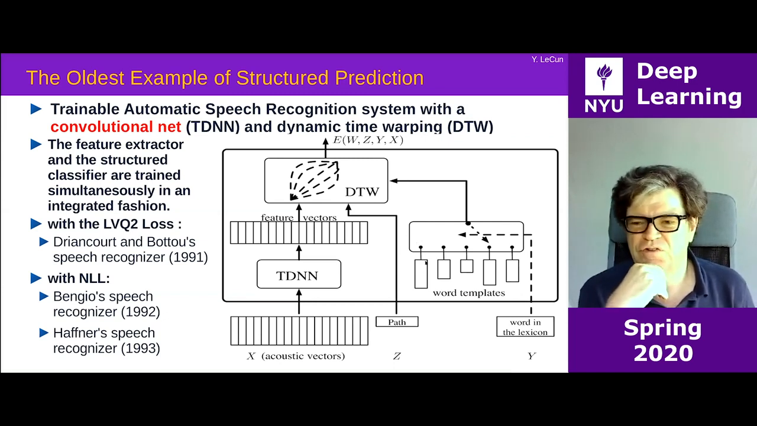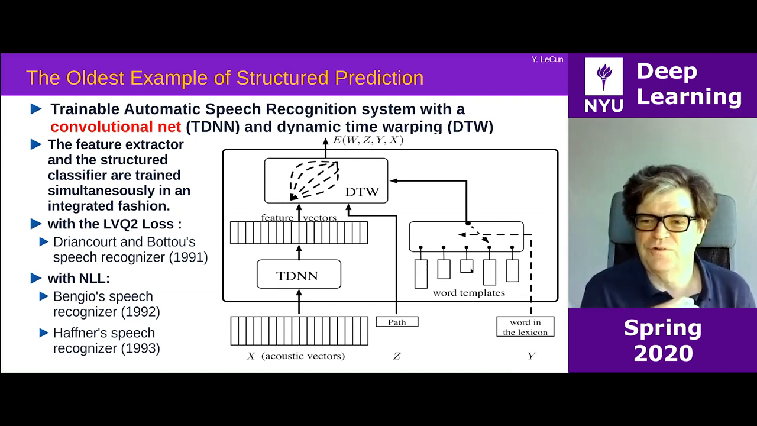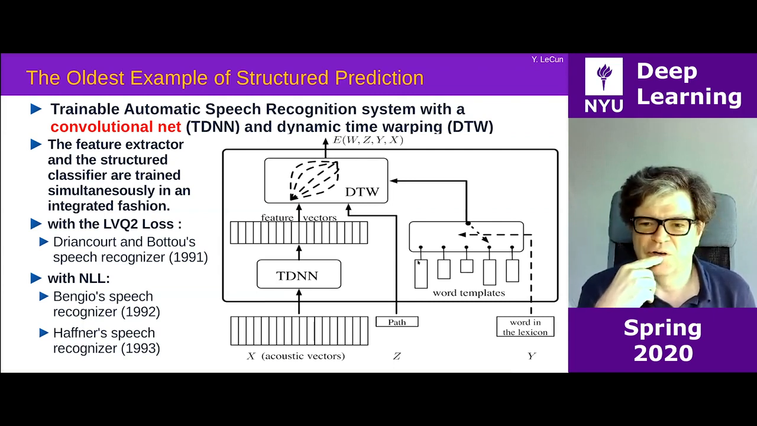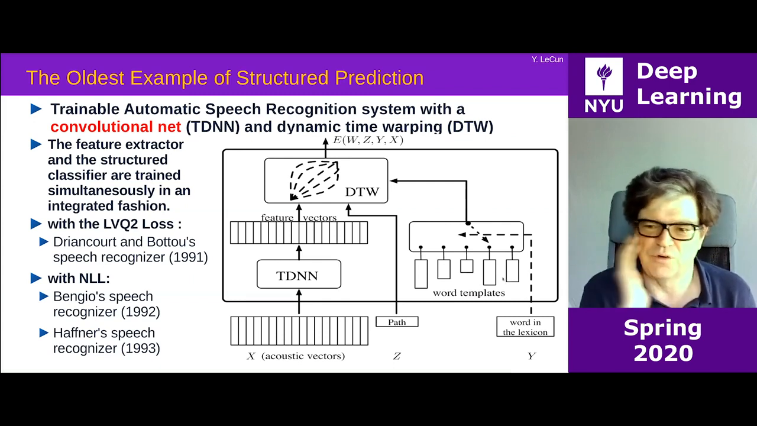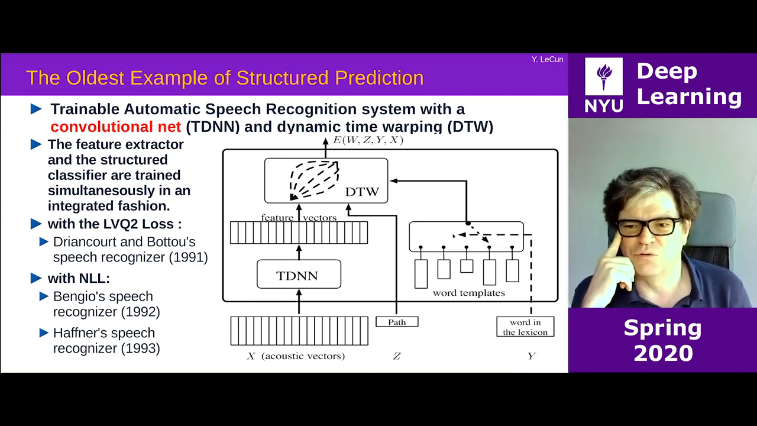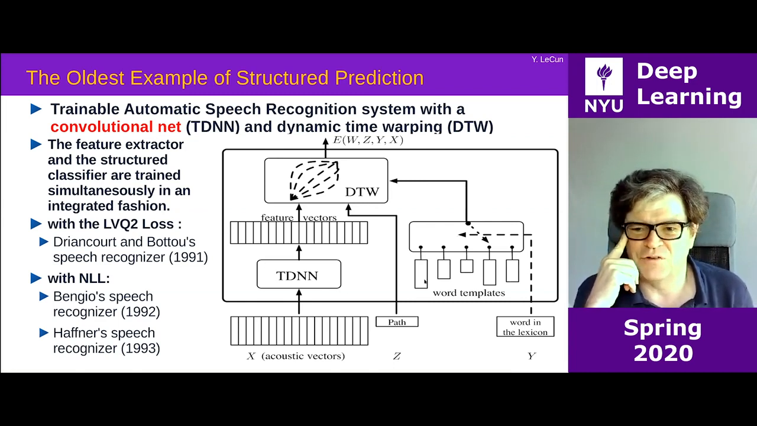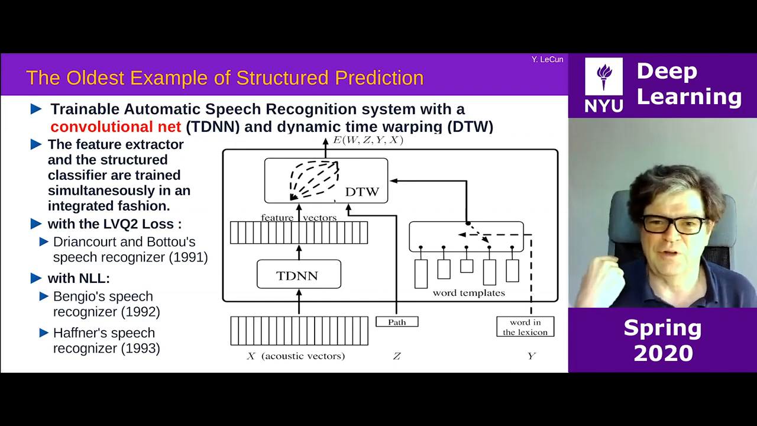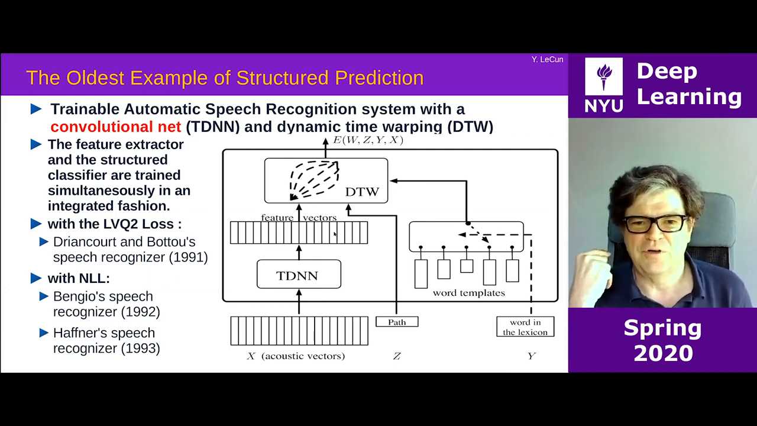So the system may have a bunch of pre-recorded templates that correspond to sequences of feature vectors that were produced by someone speaking each of the words. And now the way you want to train the system is that you'd like to train the neural net at the same time as the template so that the overall system recognizes the words as best as possible. This is a classification problem. But there is a latent variable in it, and the latent variable is how you're going to time warp the sequence of feature vectors so that it matches the length of those templates.